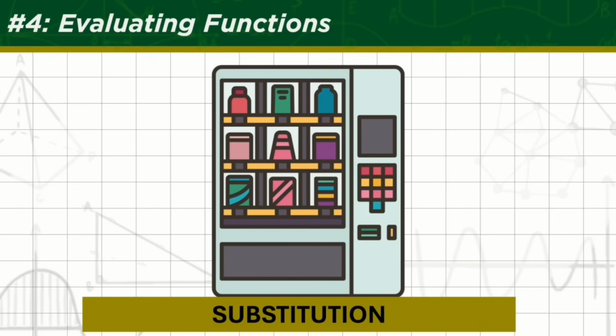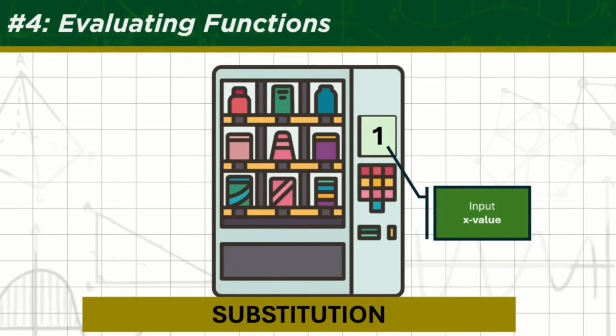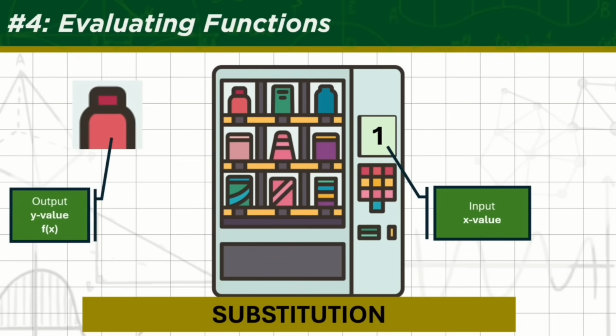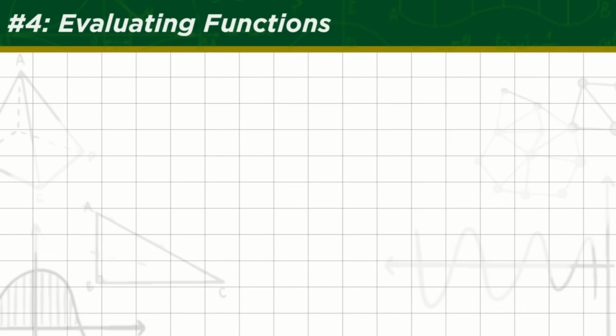Think of a function like a machine. You put in a number, your x value. The machine follows the rule, or the equation. And then the outcome is your y value, or the f of x. Easy, right? Let's try an example.